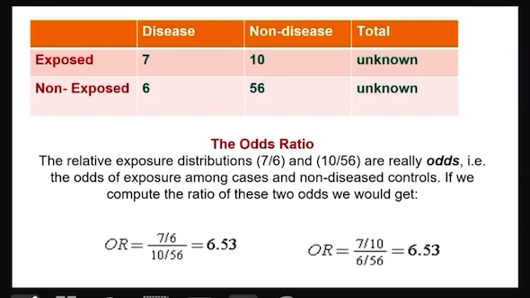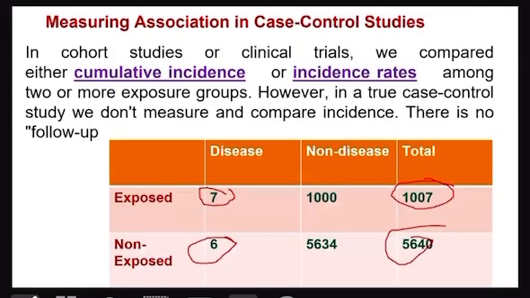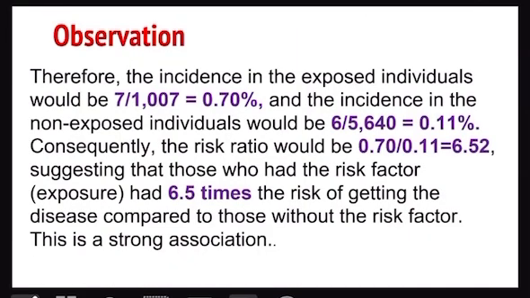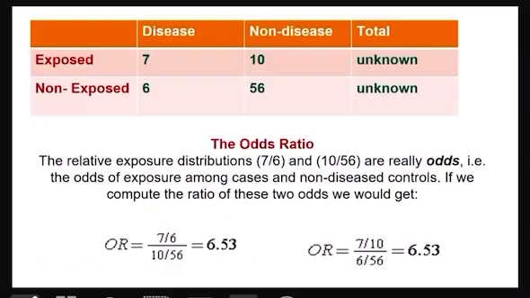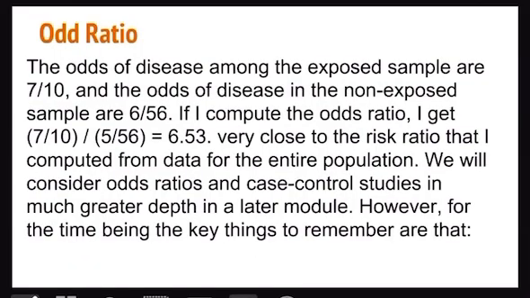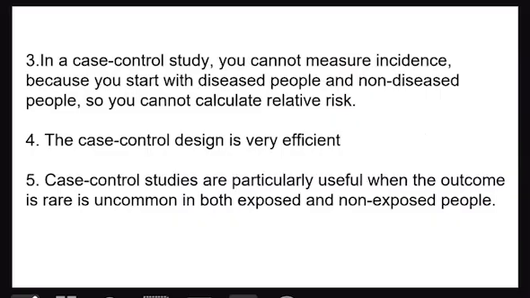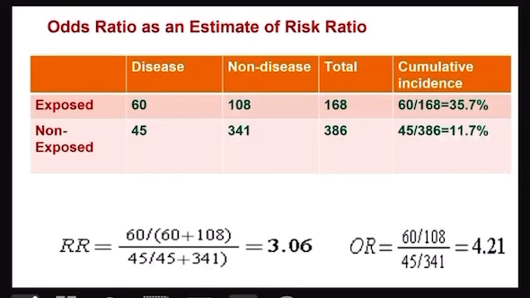You see that we didn't make use of the total, and we still have 6.53, just like the one we got when we make use of the total. We still have approximately 6.5. And if you have the total, you go the same way. This one talks about the odds ratio, and that one talks about relative risk. So that is that.